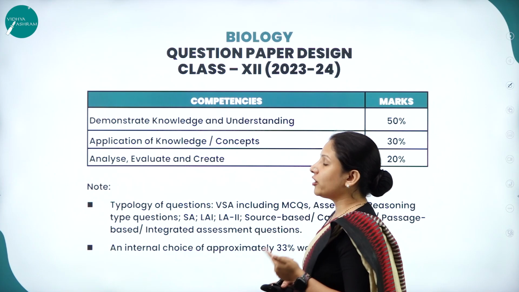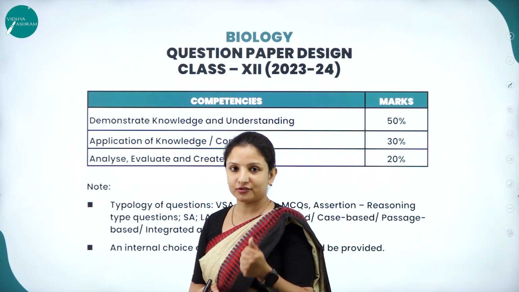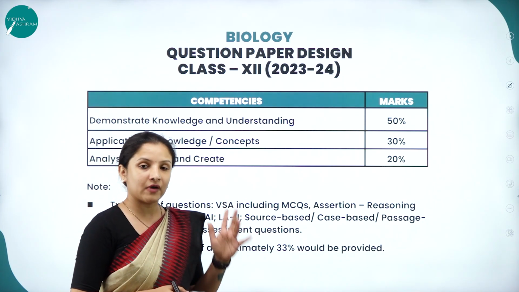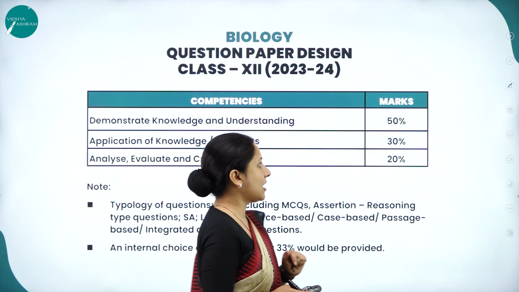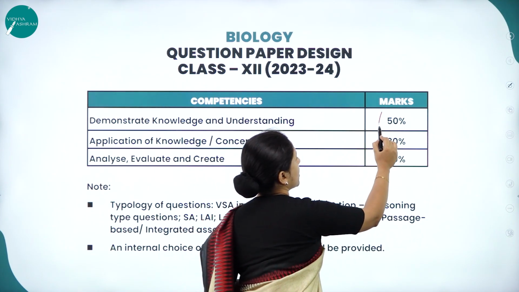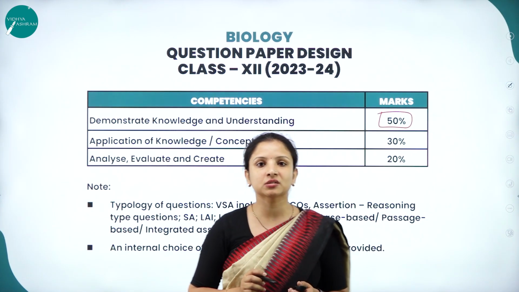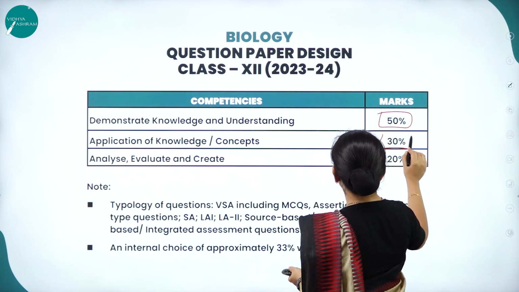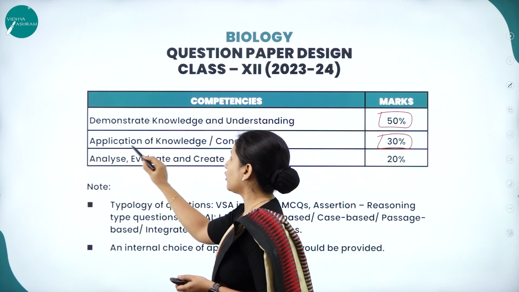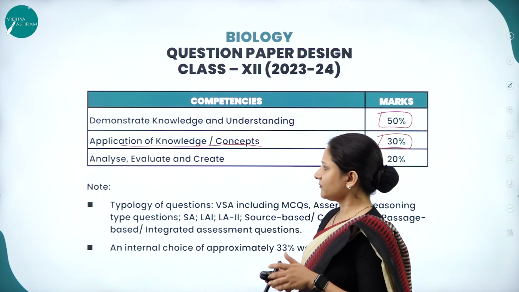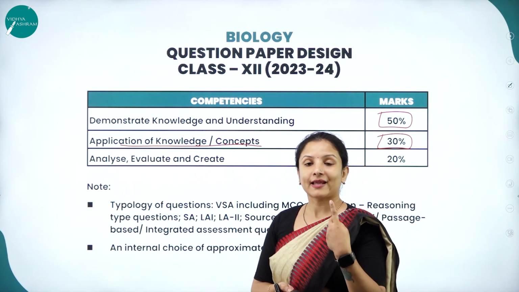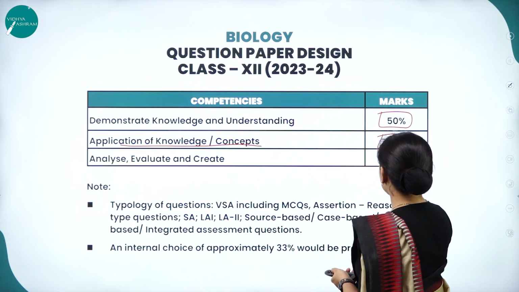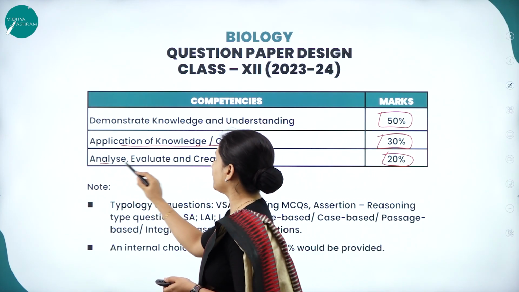So demonstrate knowledge and understanding, how you have understood the topic. Based on that, questions will be asked. That is an indirect question, wherein you will have to think about it and then answer. So 50% of the question paper will carry questions pertaining to knowledge and understanding, and 30% will be application of knowledge or concepts. Again here, direct questions or competency-based questions can be asked. Next, 20% is analyze, evaluate and create.